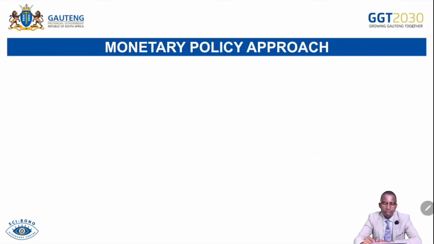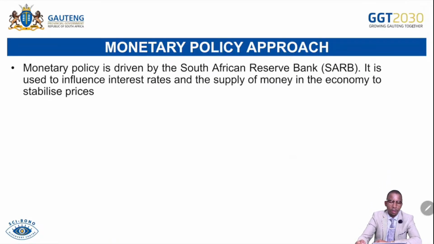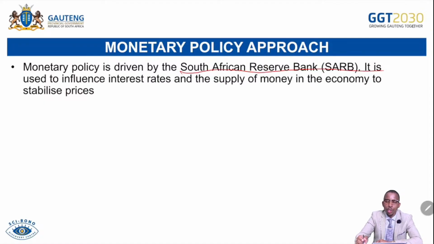The monetary policy approach. To ensure economic growth and development, the South African Reserve Bank uses a monetary policy approach with the aim of increasing money supply. How does it work? The Reserve Bank intervenes by decreasing the repo rate, decreasing cash reserves, buying bonds from the open market, and also relaxing moral persuasion, allowing people to get more credit and demand more goods and services.